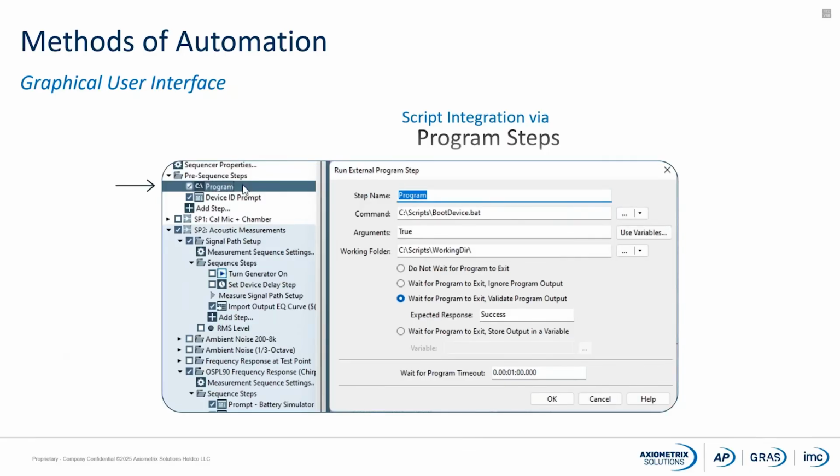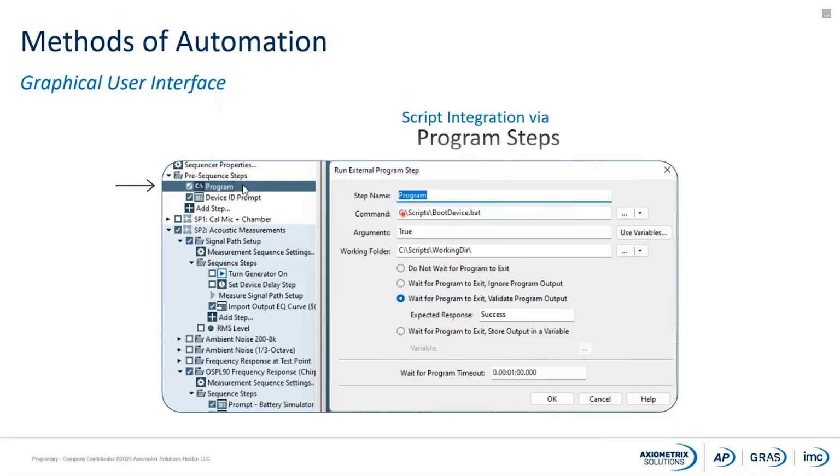Another useful feature that's built in is the program step. What this allows you to do is run any executable file from any point in your sequence, or also before the sequence. So here you can see we have a program step that I've added before my sequence, and I can tell the program step exactly which file that I want to run. In this case, it's the batch file.